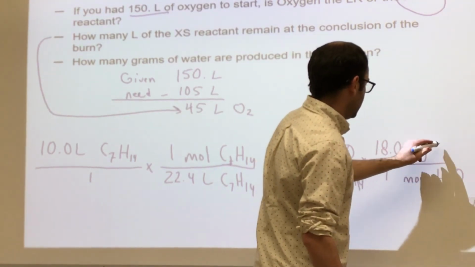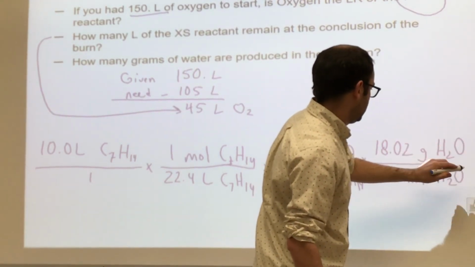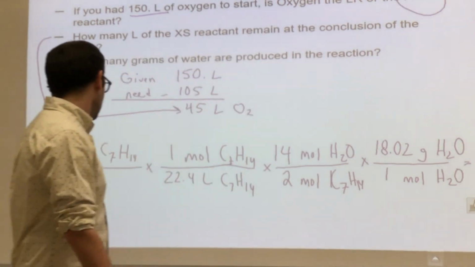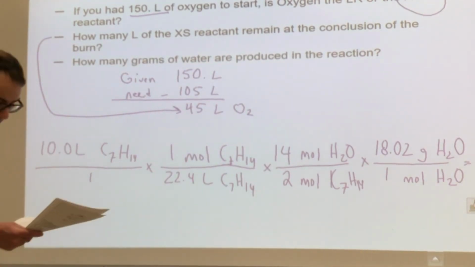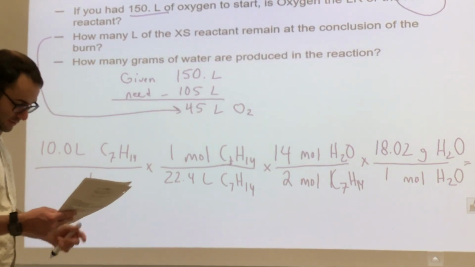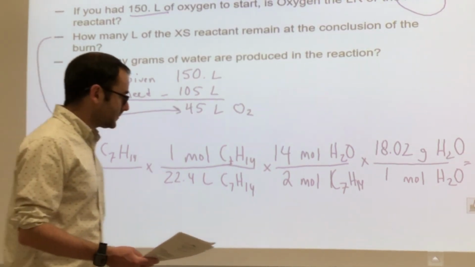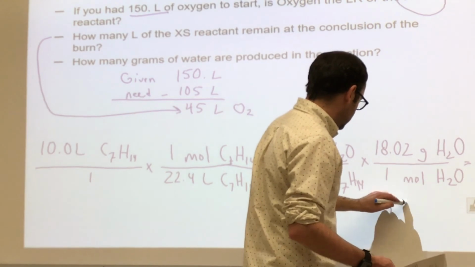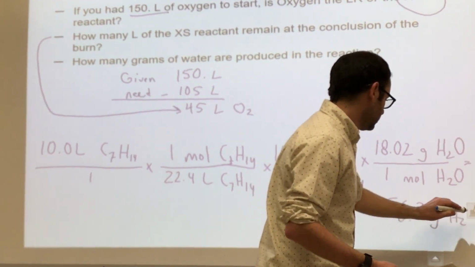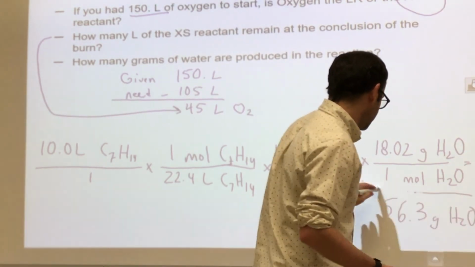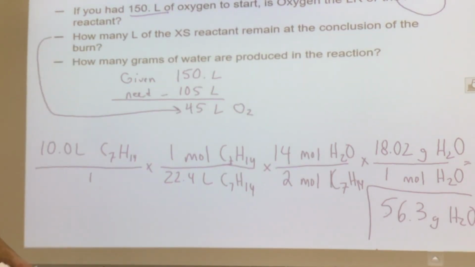18.02 grams of water. And now we multiply, divide. You should get 56.3. All right, 56.3 grams H2O. And that's how much product. All right. Any questions with that in the format or any of that? No, you guys are okay with that?